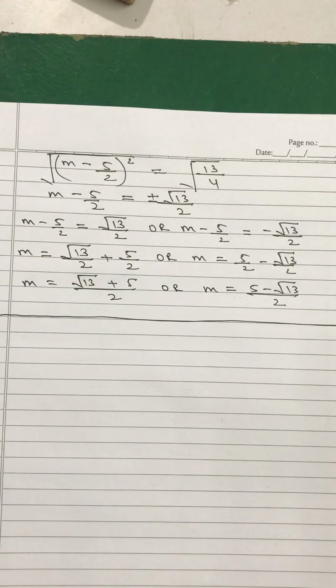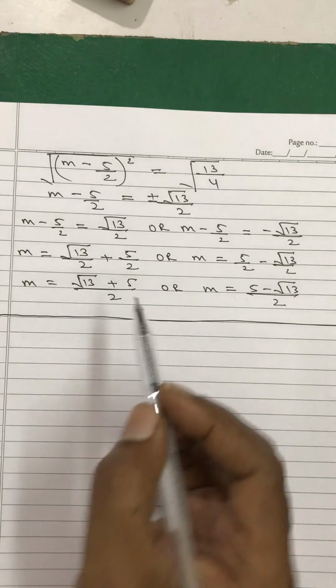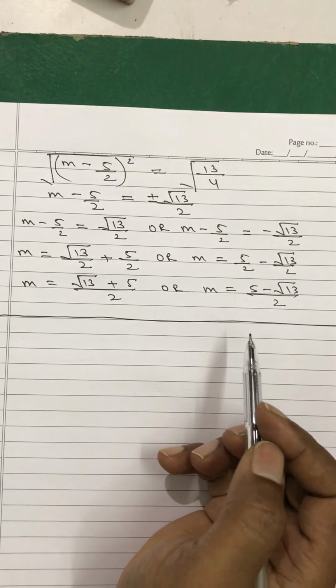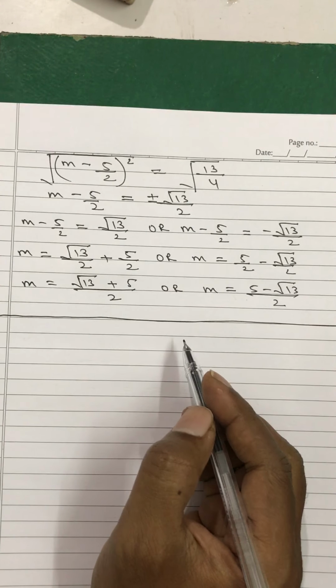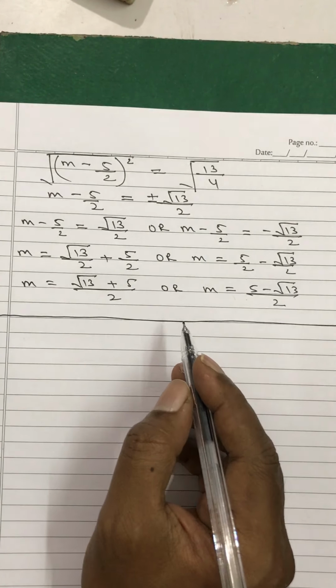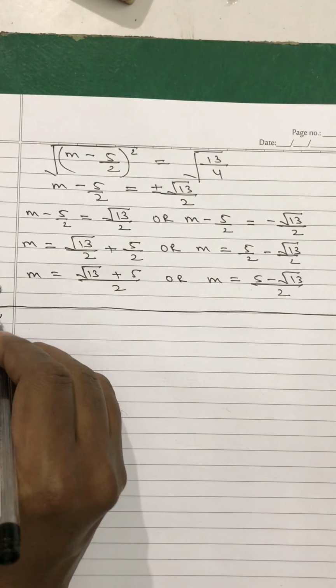Just got the textbook. Question number 3, root 13 plus 5 upon 2 and 5 minus root 13 upon 2. This is right, my dear students. So now we go to the next question, that is question number 4.